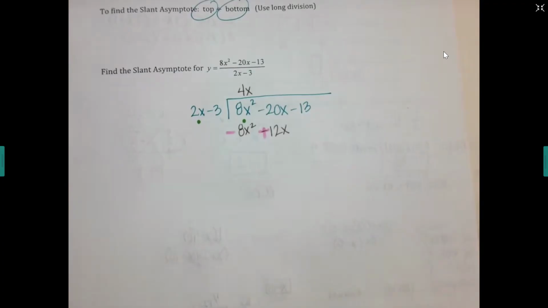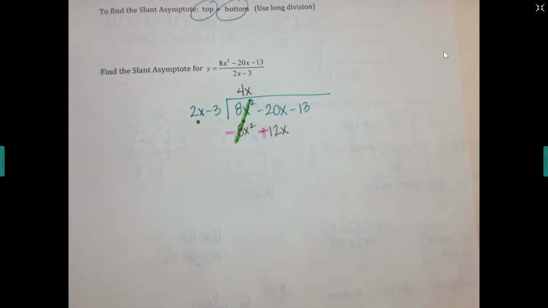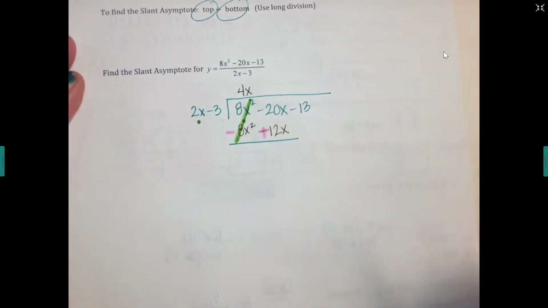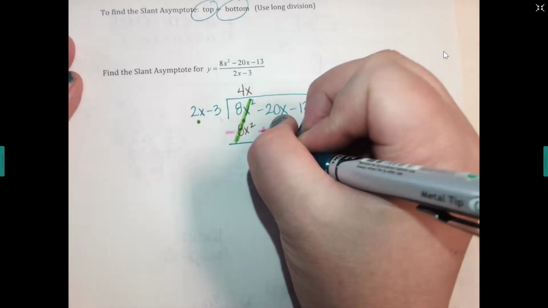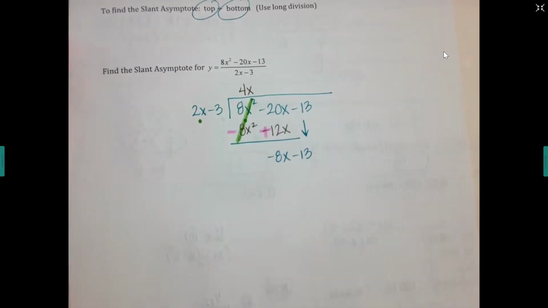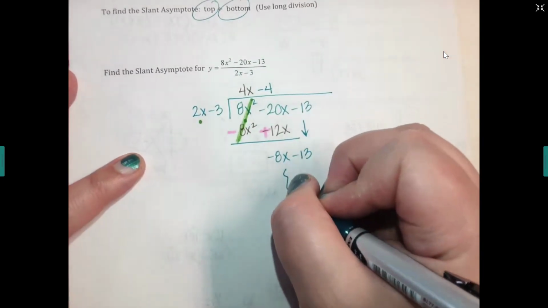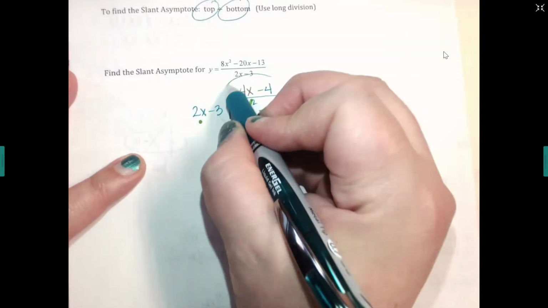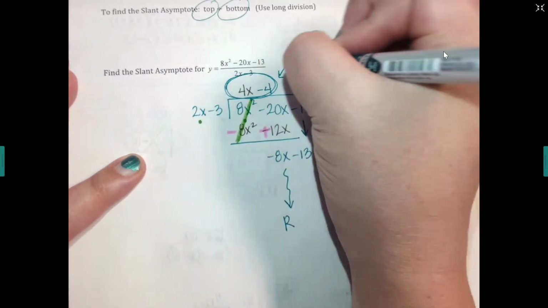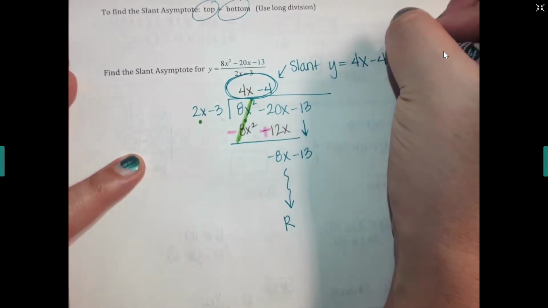8 minus 8 is going to do what? Cancel out. It should always cancel out if you picked correctly. And then negative 20x plus 12x leaves me with how many? Negative 8x. Very good. Carry down the minus 13. Repeat the process. What would I need to times 2x by to perfectly match a minus 8x? Minus 4. And then remember, you don't have to finish this out, okay? Because the answer is this at the top. The slant asymptote is y equals 4x minus 4.